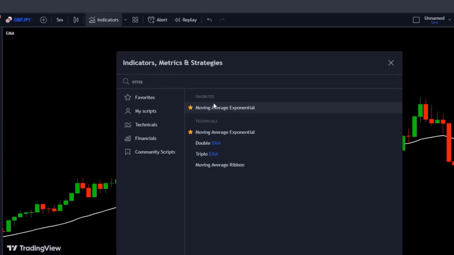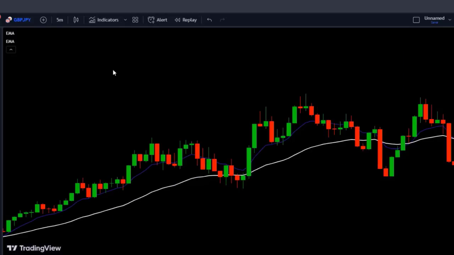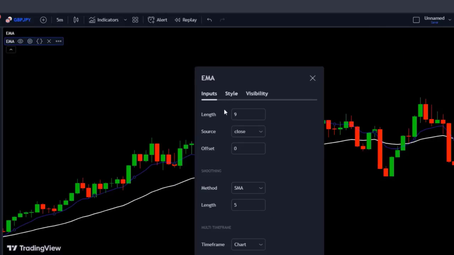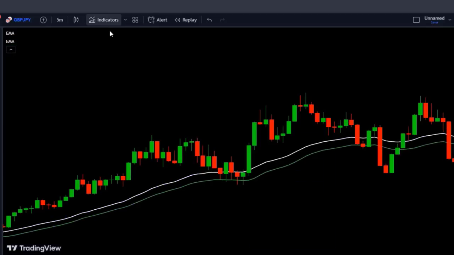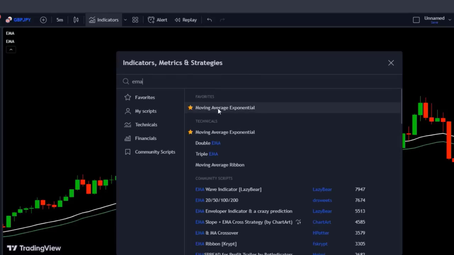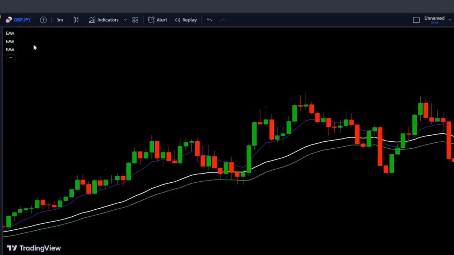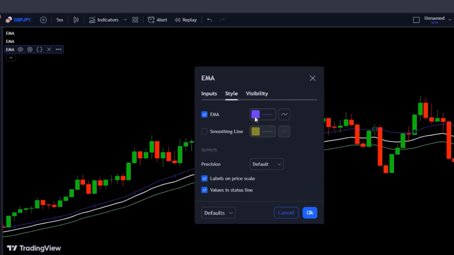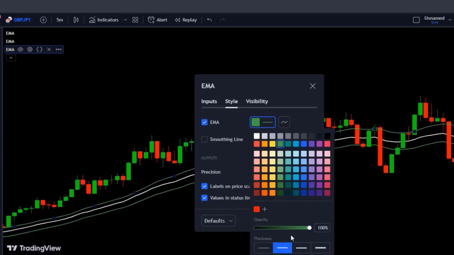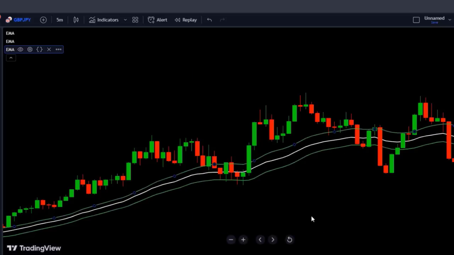Now add another exponential moving average to the chart. Go to the second moving average settings and change the length to 32 and change the source to low. Now, add the last exponential moving average to the chart. Go to the third EMA settings and change the length to 32 and change the source to high. I increase the line thickness. Now our first setup is ready.